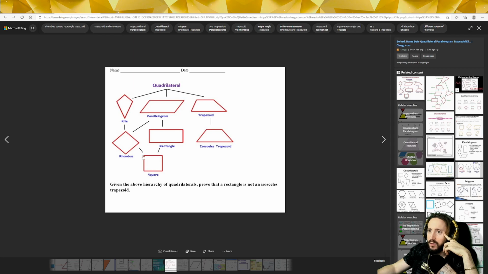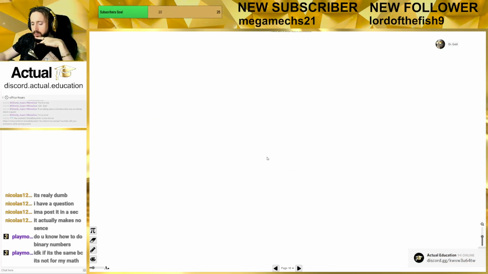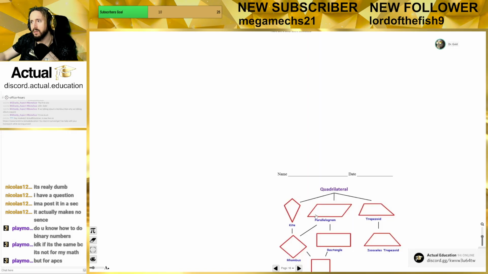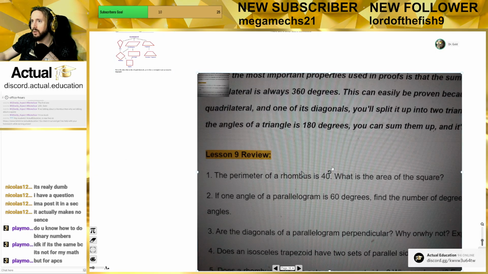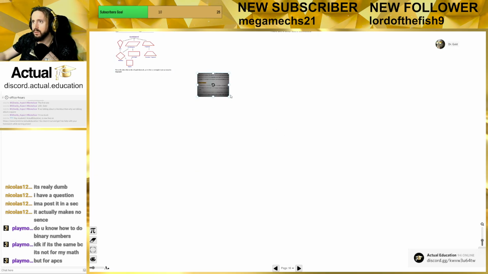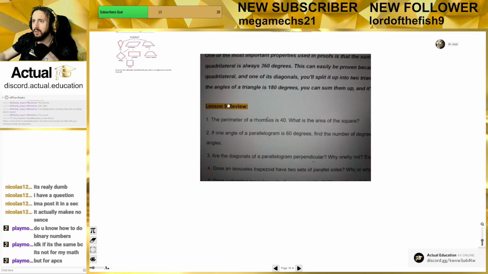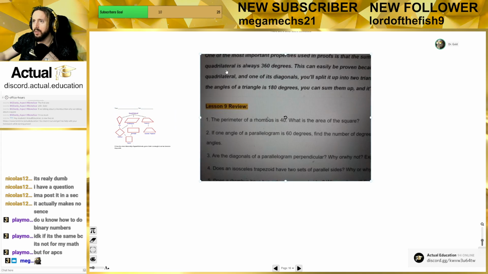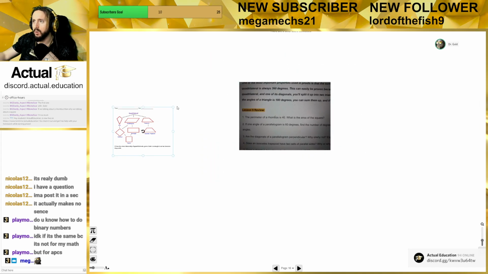Yes. Okay. There's a hierarchy to things. So let's put this back in. Let's take this question in. So yeah, the reason this is kind of confusing, Nick, is because they say the perimeter of a rhombus is 40. What is the area of the square?